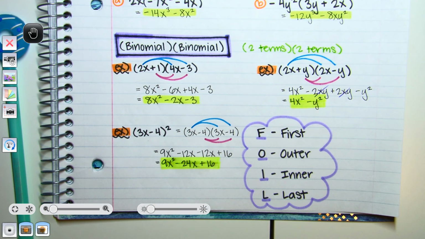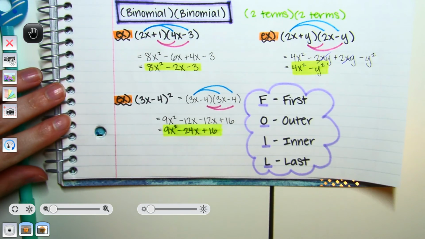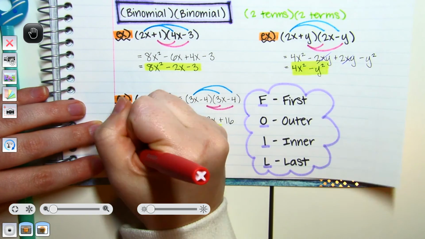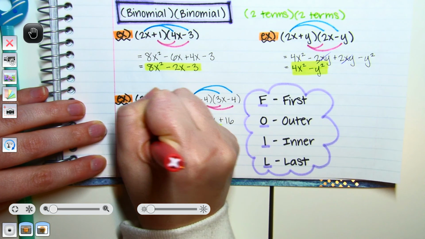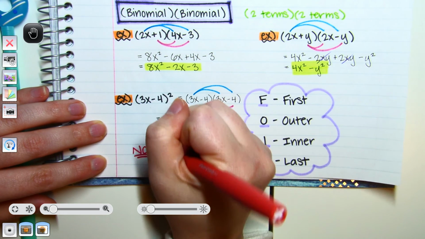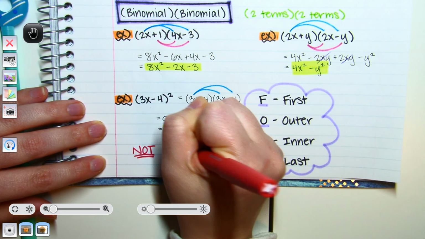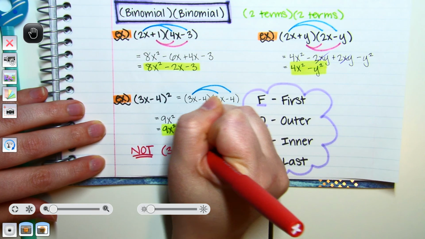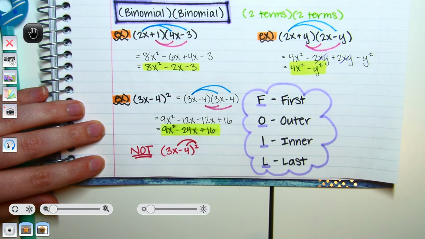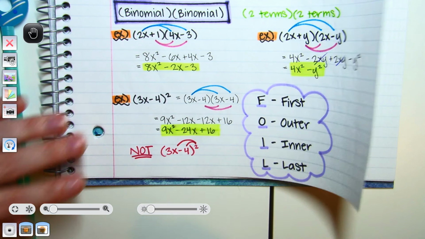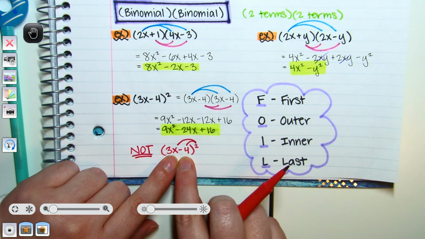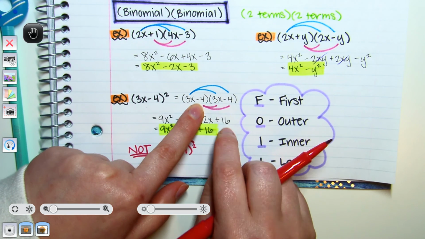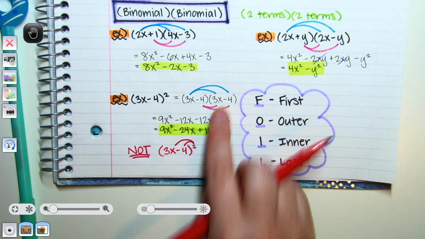Now I want to write a little note. This is not, absolutely not, the same thing as distributing that 2. Don't ever do that. Please, please, please. Always write this out expanded as the 3x minus 4 times 3x minus 4.